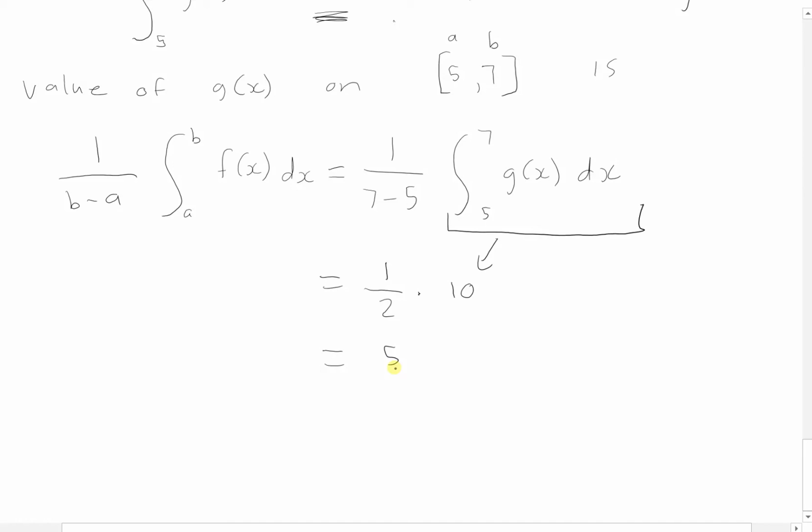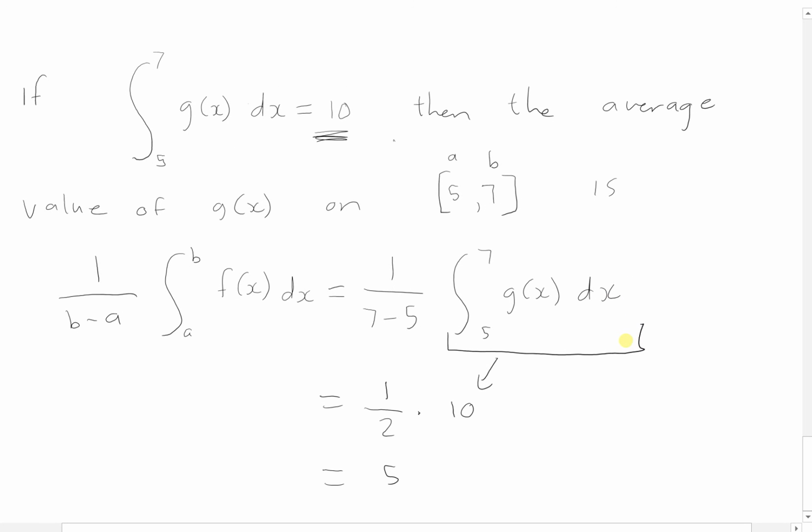Again, this problem is not too difficult. You just have to plug and chug and keep track of yourself to make sure you're doing it correctly.